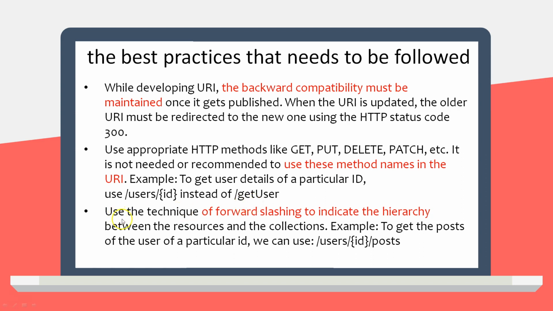Next one is, use forward slashes to indicate the hierarchy between the resources and the collections. For example, we have Facebook users and I want to fetch a particular post. My endpoint would look something like this: /users, and then I pass the ID of that particular user, and then /post to get all the posts. If I'm looking for a specific post, I will use another / and then the post ID.